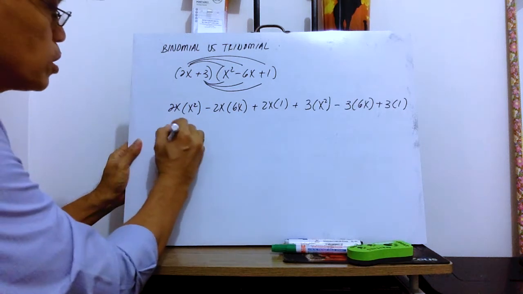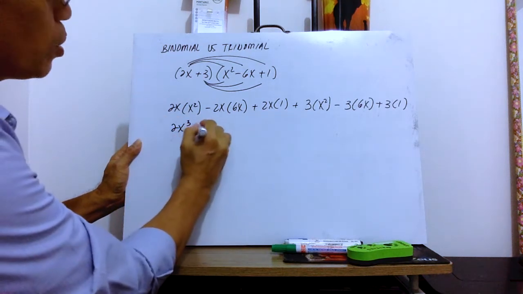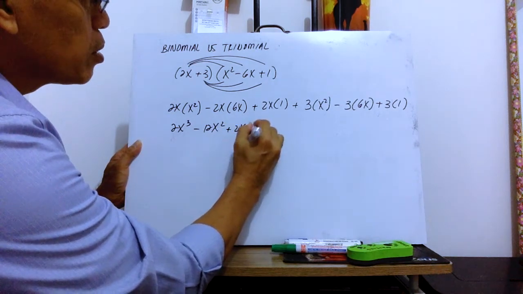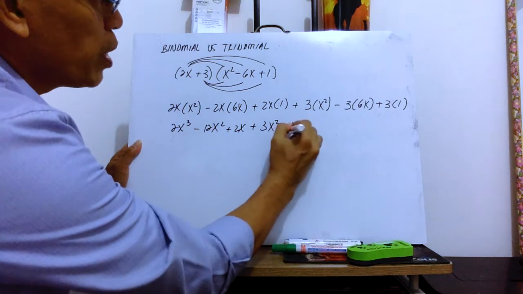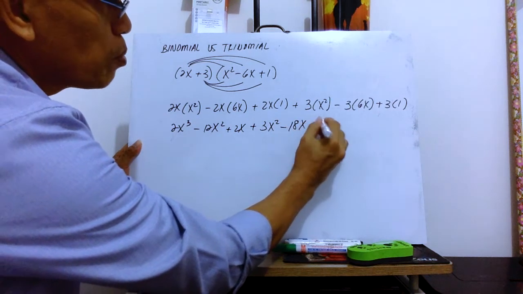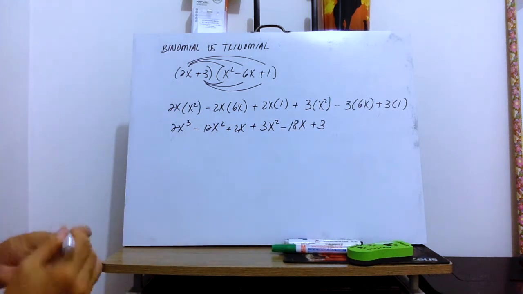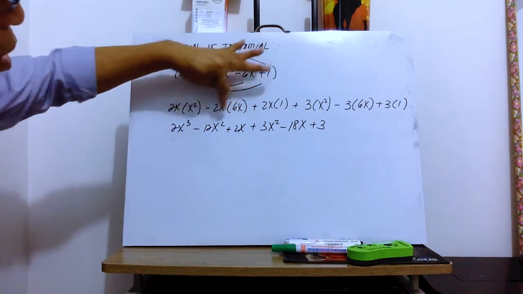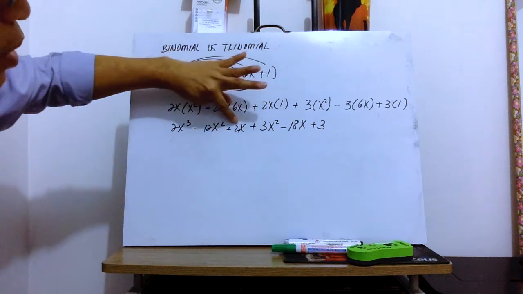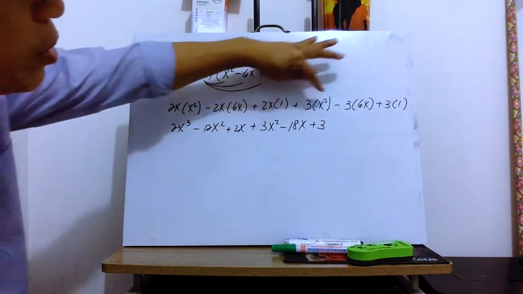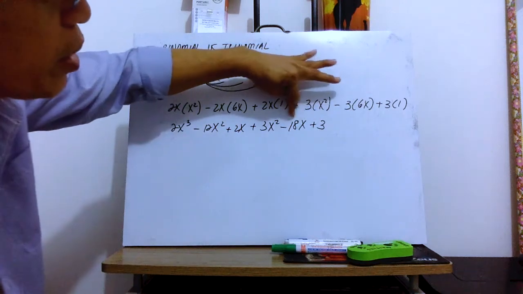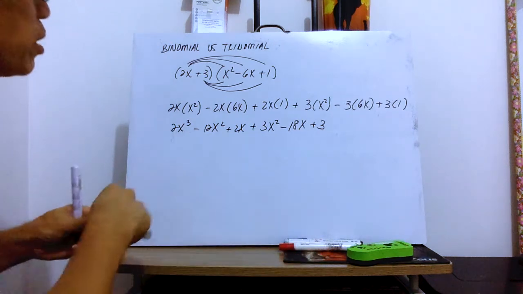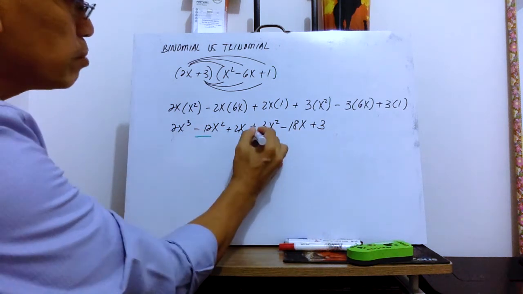Okay, so this becomes 2x cubed minus 12x squared plus 2x plus 3x squared minus 18x plus 3. Let's check again. So that's 2x cubed, minus 2 times 6, 12, x times x squared, and then 2x times 1 is 2x. 3 times x squared, 3x squared. Negative 3 times 6, negative 18. Then there's the x, and then there's the 3. Next step, combine like terms. Okay, these are like terms.